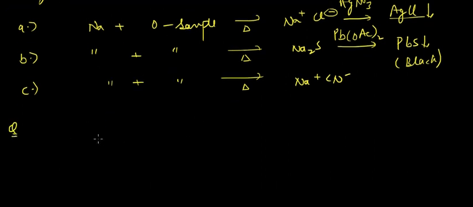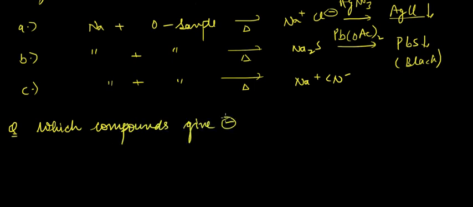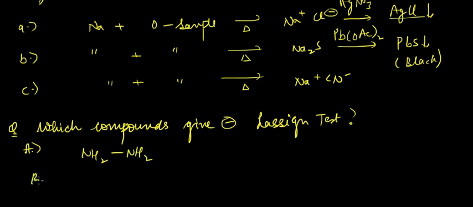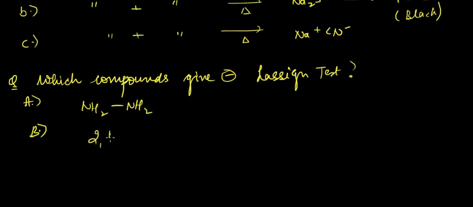Next, the question is: which of the following compounds will give a negative Lassaigne test? The options are: first, this compound; second, 2,4-dinitrophenylhydrazine, DNP; C, urea; and D, RNH2.